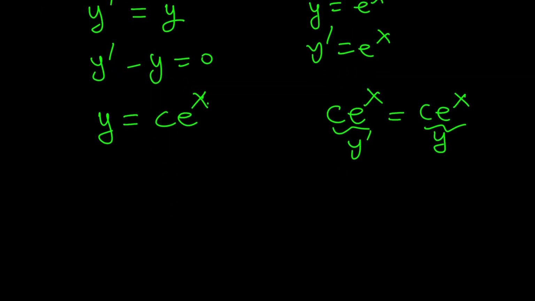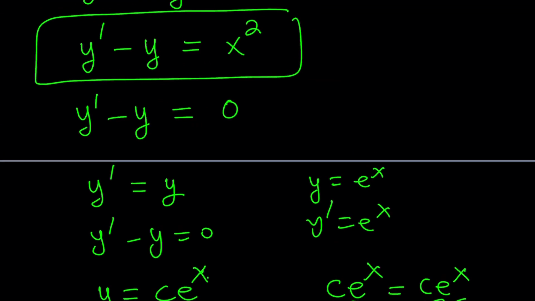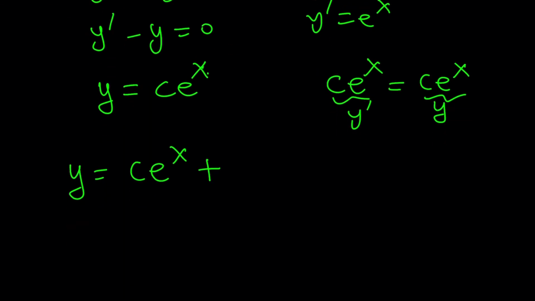We're going to take this c e to the x, and we're going to add something else to it. Like what? I'm going to go ahead and add a quadratic, because my result is quadratic, so it makes sense if my particular solution looks like this, right? Ax squared plus bx plus c.